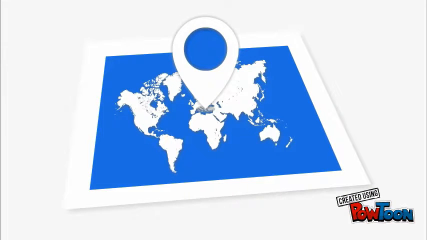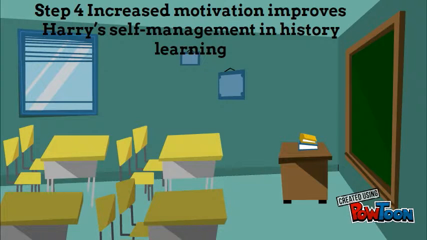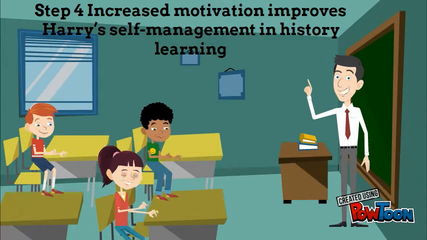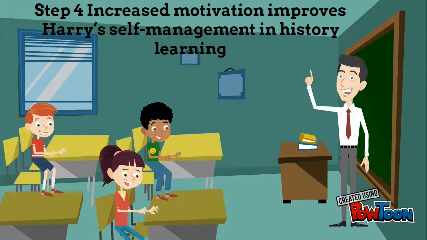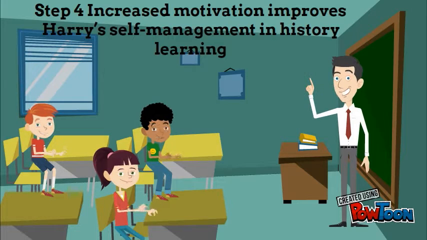For instance, Harry may be interested in Croatian history because of his Croatian heritage. The teacher can try to develop his interest in history from this point. Step 4. Increased motivation improves Harry's self-management in history learning. According to cognitive behavior theory, Harry's behavior will change based on the changing of his will.